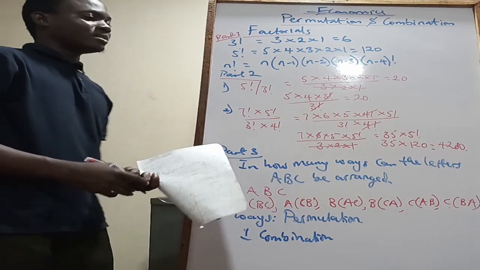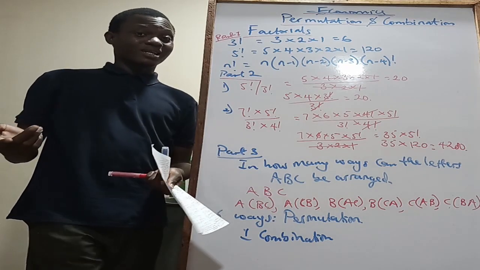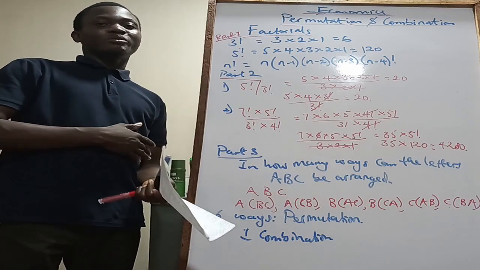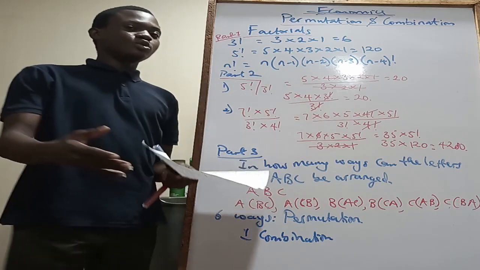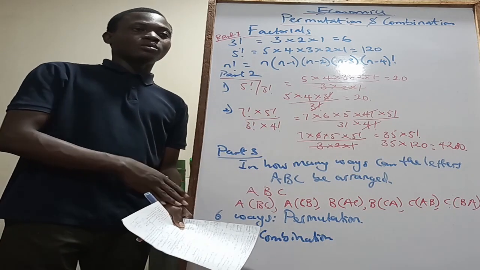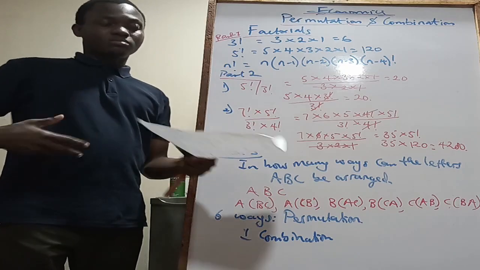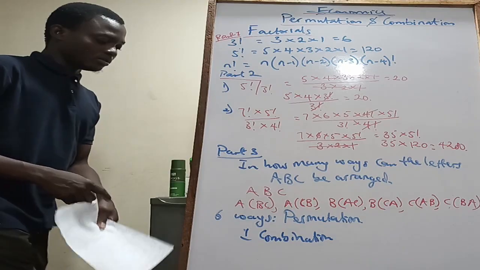So now let's assume that we have long words. This one is easy, ABC, you can just do 6 ways. What if you have a lot? Because if you have hippopotamus, how many ways can you arrange hippopotamus? So let's use this ABC to understand how to use a formula to get the number of ways that something can be arranged.